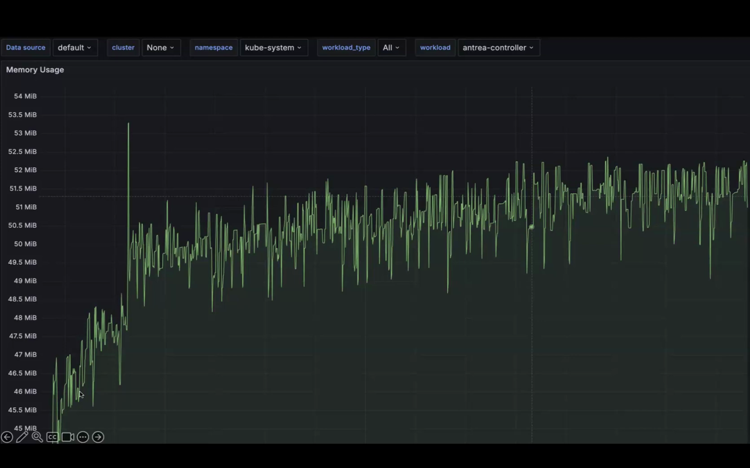you can see here initially 45, 46 maybe megabytes, some 47, and afterwards the workload was deployed and external traffic was generated. Then it shoots up, but I don't see much difference. If you see the y-axis, the difference of 1 unit is just 0.5 megabytes.